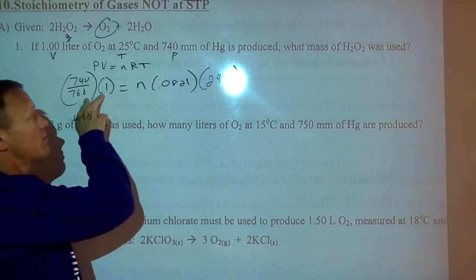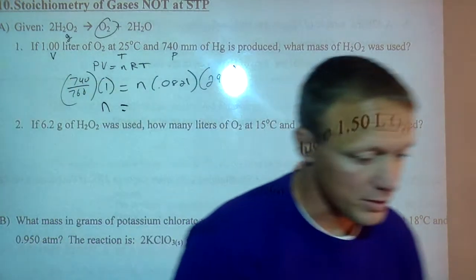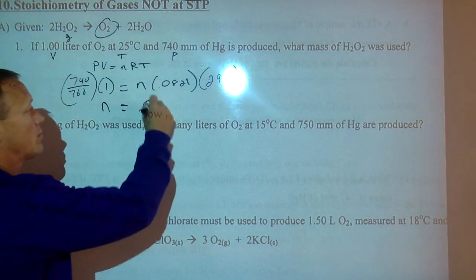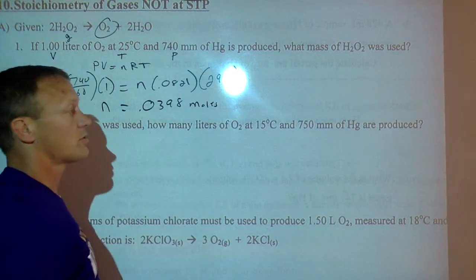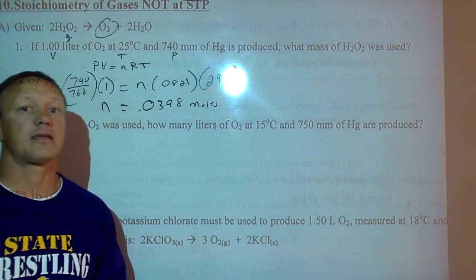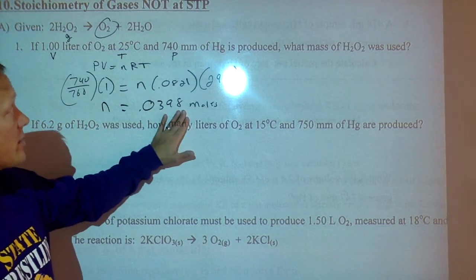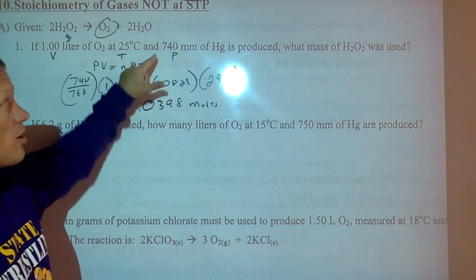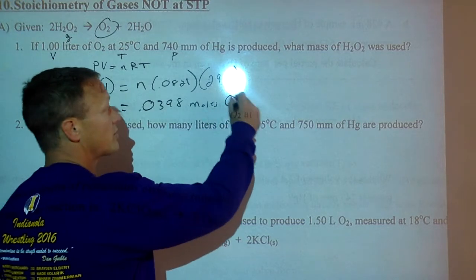So we're going to take this, divided by those. So our number of moles here is 0.0398 moles. Remember, I get people a lot of times that stop there and say, okay, well that's moles of H2O2. It's not. It was the pressure, volume, and temperature of oxygen, so it's moles of that substance. Okay, so that is moles of oxygen.